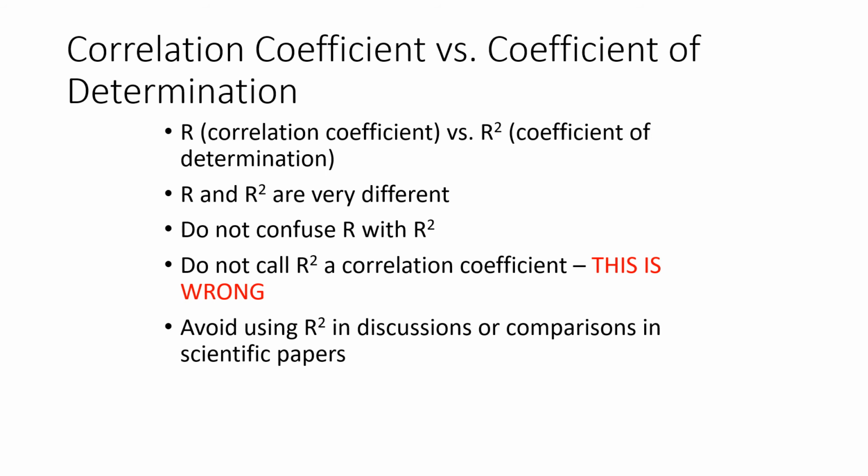They're technically different. You shouldn't confuse them. You shouldn't call R squared a correlation coefficient. It's fundamentally wrong. And generally, you should avoid using R squared when you talk about comparisons. You should just use the correlation coefficient. Unfortunately, Microsoft Word and the Excel software use the coefficient of determination, and that's what people tend to present. It's unfortunate, and it's leading to a misuse and abuse of the correlation coefficient.